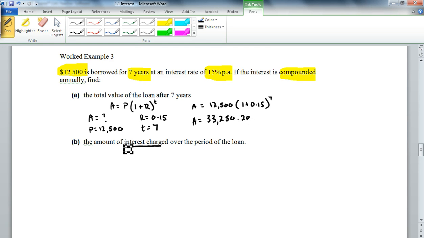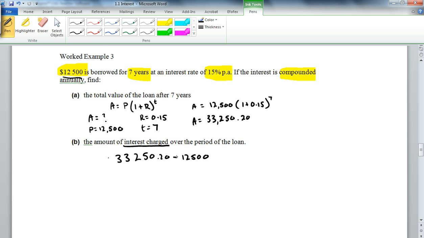So how much interest is charged? Well, we have to get the original amount and take it away from the new value of the loan. As you can see, compound interest means that the amount you're paying back goes up very quickly. So we just do 33,250, just to round it off, take away 12,500. We should actually do it correctly. We'll do it to 20 cents as well. I forgot that 20 cents there.